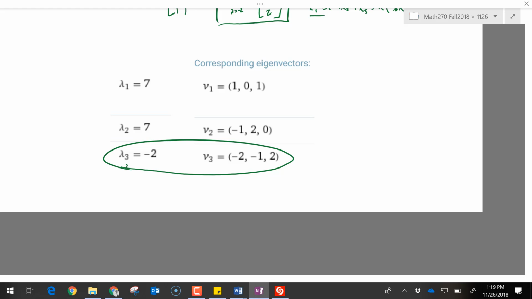And if we were to do this for lambda equal to 7, we would get two free variables, and you see the zeros where those happen. So there are going to be some free variables popping up. And then these are all linearly independent.